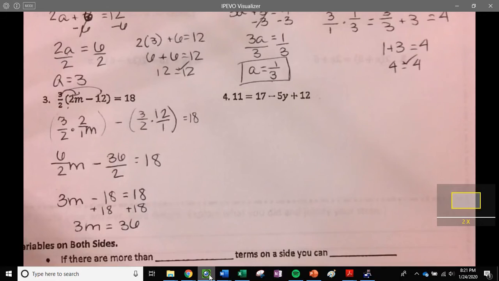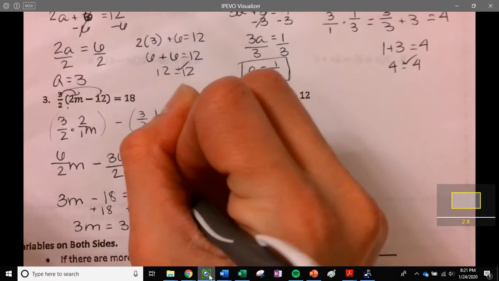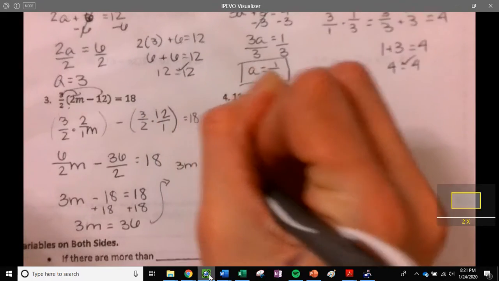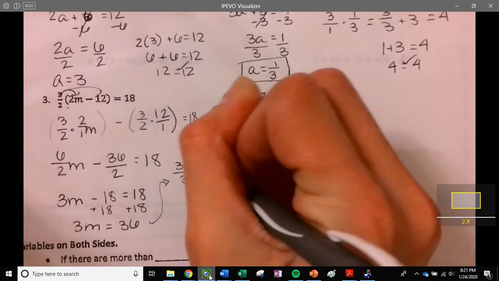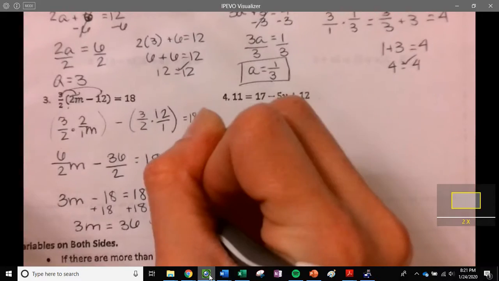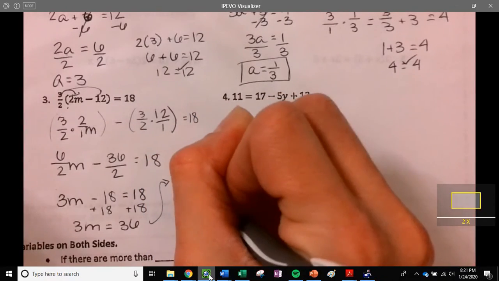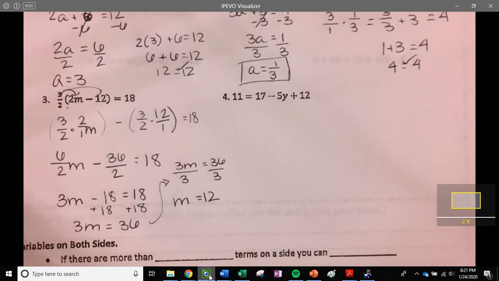Now I'm running out of space, but that's okay. I'm going to come back up here. 3m equals 36. I have to unstick the 3 from the m. I'm going to do it with division. And I get m equals 12.